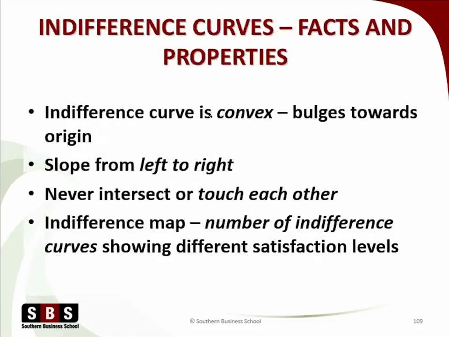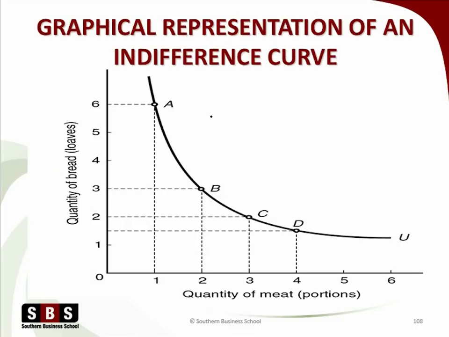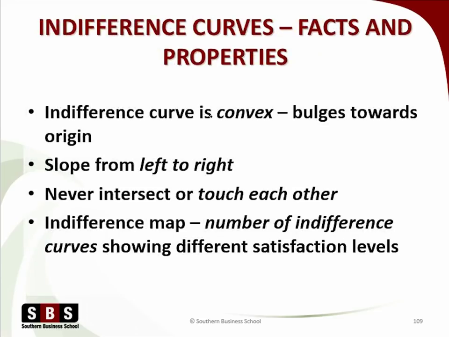You'll see in the next slide. It's normally convex towards the origin. It slopes from left to the right, and it becomes flatter as you go along. Now, indifference curves never intersect or touch each other, so they can't. I saw in the assignment people did cross the curves, or in previous assignments, but they never intersect each other or touch each other. And an indifference curve map is a number of various indifference curves.